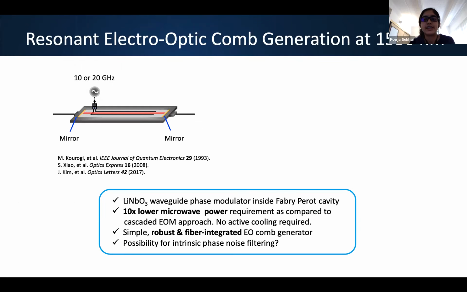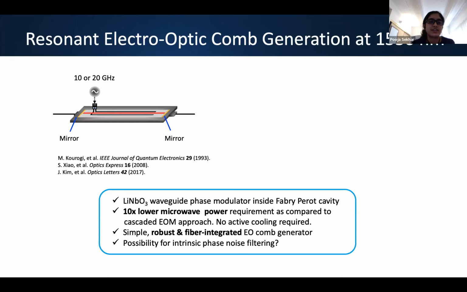In this regard, we studied a compact fiber-integrated resonant electro-optic comb generator as shown in this schematic. It consists of a lithium niobate phase modulator inside a Fabry-Perot cavity. The main advantage of this kind of resonant electro-optic modulator instead of a cascaded EOM approach is a 10 times lower microwave power requirement to generate the same bandwidth comb.